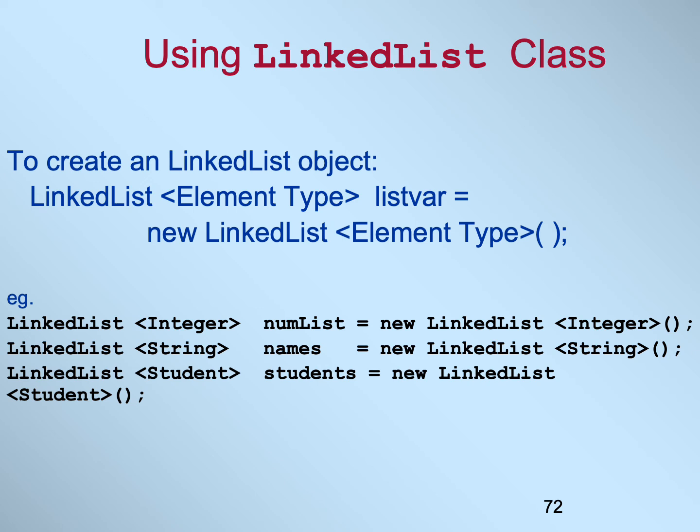To create a linked list object, we would write it as LinkedList, element type, and the name of it equal new LinkedList, the element type and the brackets. For example, if the element type is integer, we would write LinkedList<Integer> numList = new LinkedList<Integer>(). This is similar to what we have done with ArrayList. It's only that for this one we are using LinkedList instead of ArrayList.